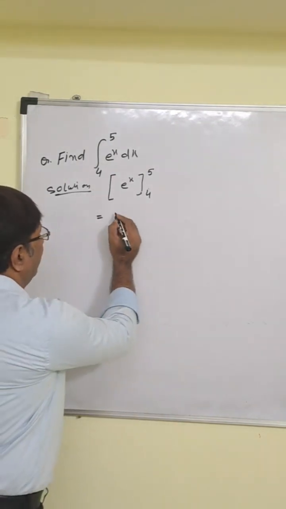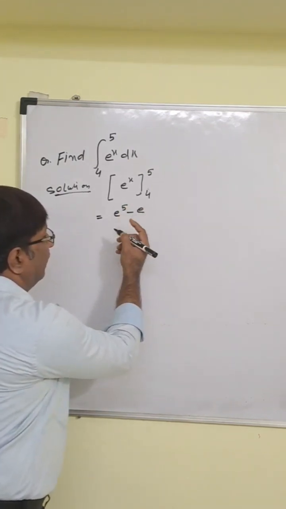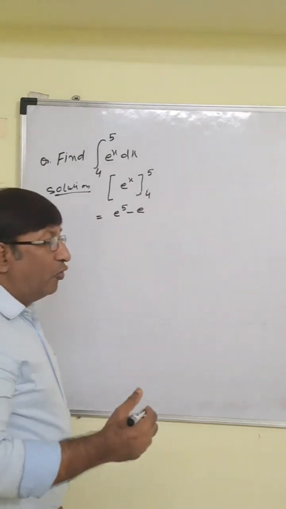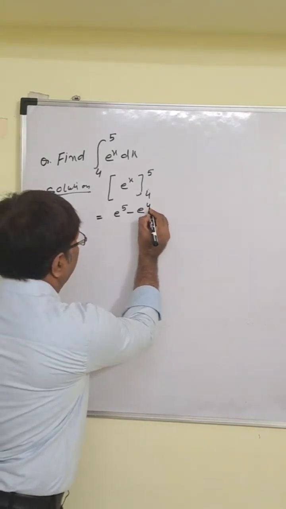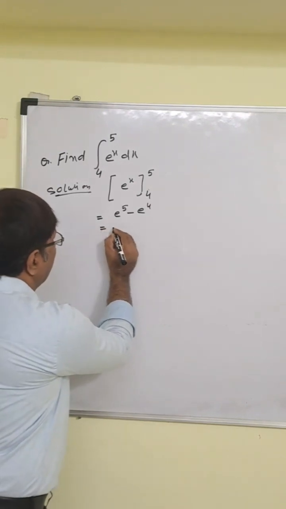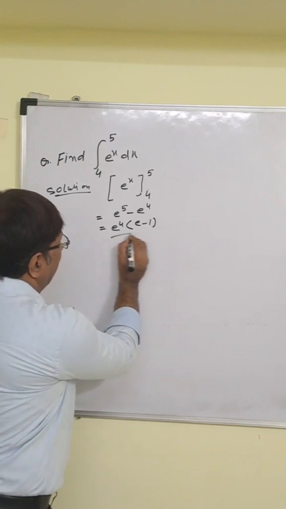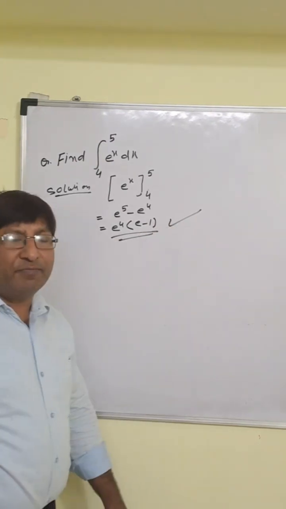Now just put the value of the upper limit at the value of x. So e power 5 minus e to the power what? That is the value of the lower limit, that is 4. So e power 5 minus e^4 is our right answer. We can take common e power 4. So this is e minus 1. So this is our correct answer.